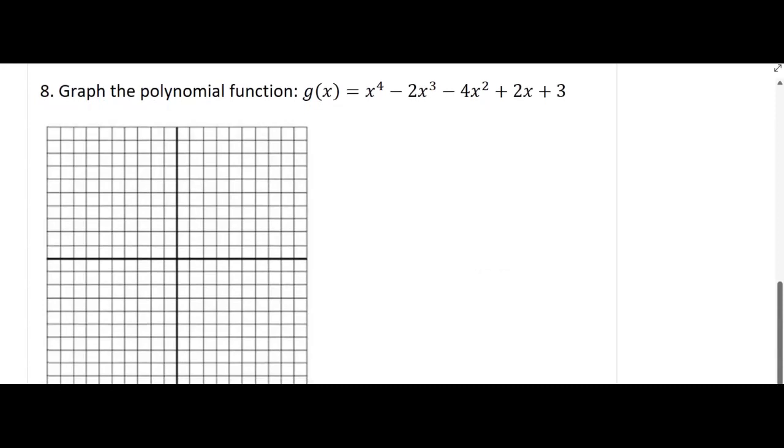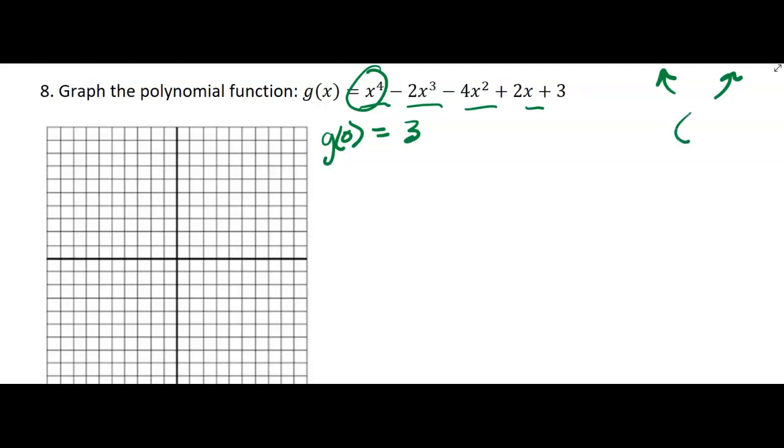All right. Here they don't tell us much. They do tell us the leading term, so we know it's even and we know it's positive, so it's going up and up. So we want to know the end behavior. That's going to help. And we can plug in 0, so we can find the y-intercept. G of 0, that's going to make that 0, 0, 0, 0, so you get 3. So we're going to want to graph the point 0, 3. Okay, we'll do that.